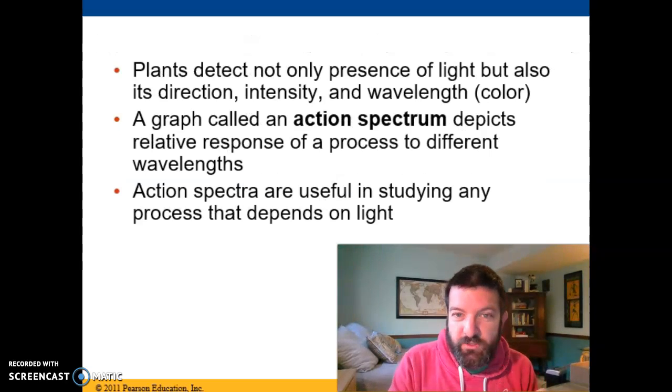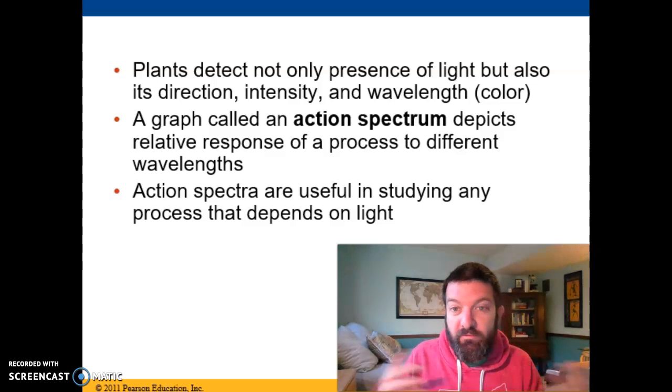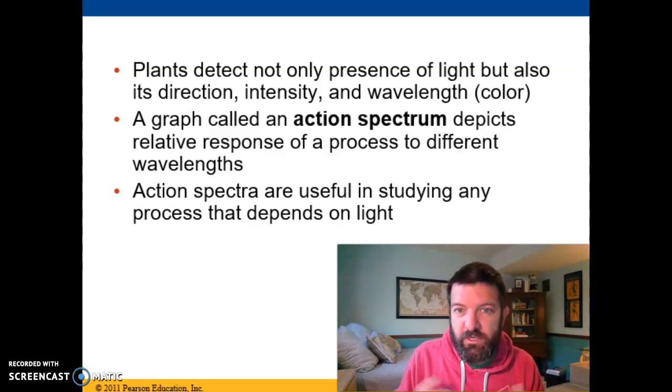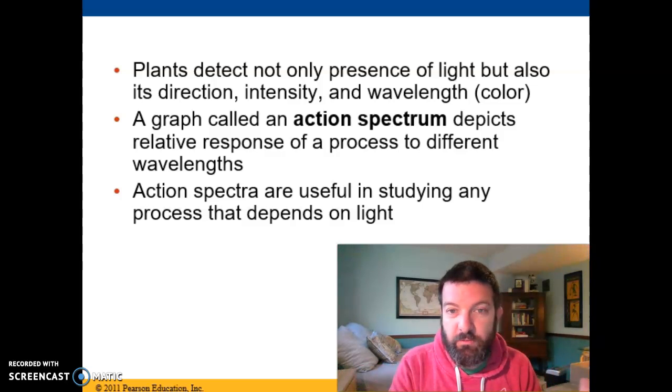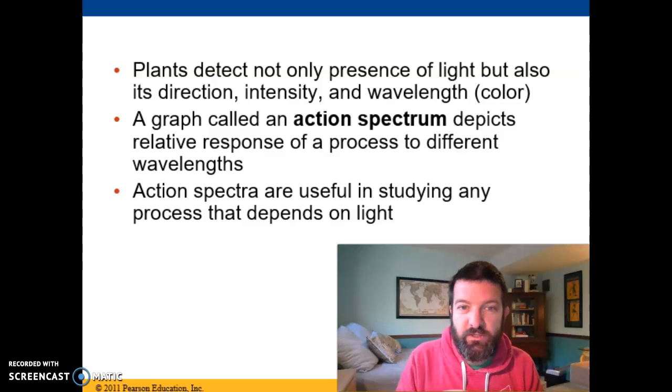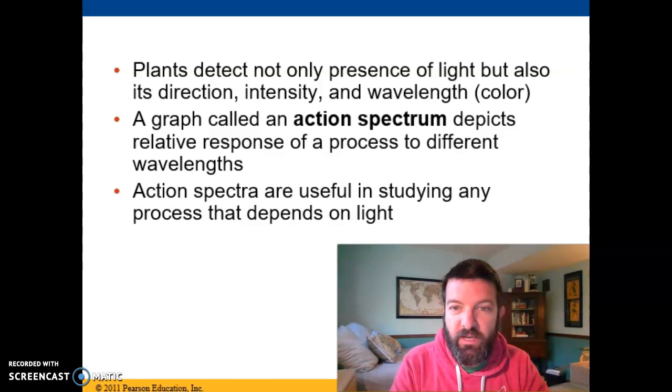It's not simply the presence or absence of light that's important, it's also the wavelength of light, so the frequency, and this leads to something called an action spectrum, which is essentially a graph that shows you the response of the plant to different wavelengths of light.